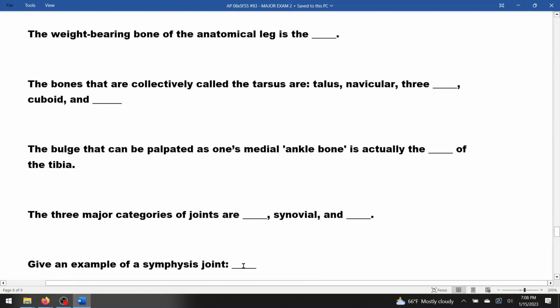Give an example of a symphysis joint. Well, that one's really easy. The pubic symphysis is usually good enough. You could also mention the intervertebral discs. Those are also examples of symphyses.